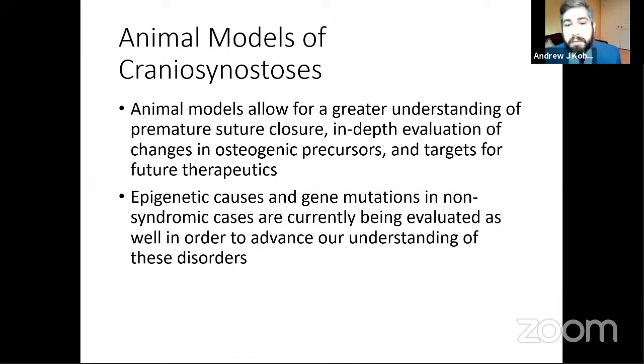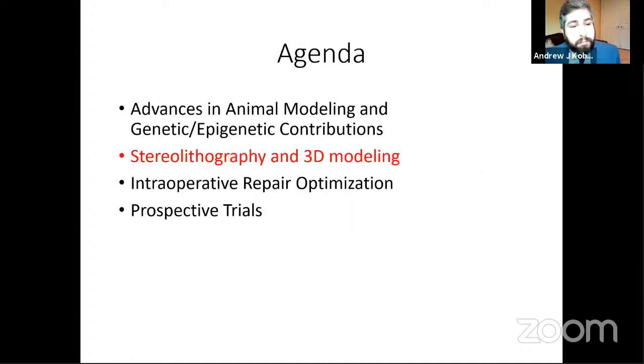And really, these animal models will allow us greater understanding of this premature closure, in-depth evaluation for changes in osteogenic precursors, and provide targets for future therapeutics. Even further, epigenetic causes, in addition to the gene mutations in non-syndromic cases, are currently being evaluated in order to advance our understanding of these disorders as well. So that's on the horizon, and many therapeutics, I believe, will be produced as a result of understanding the molecular basis of these abnormalities better.